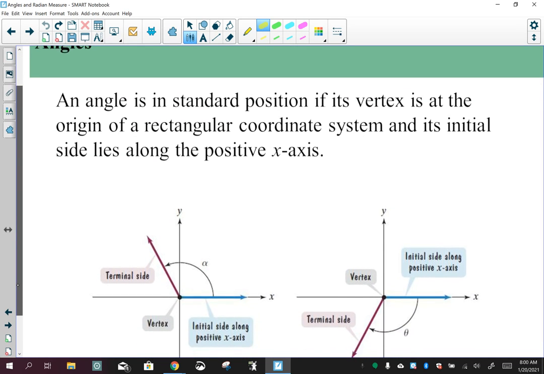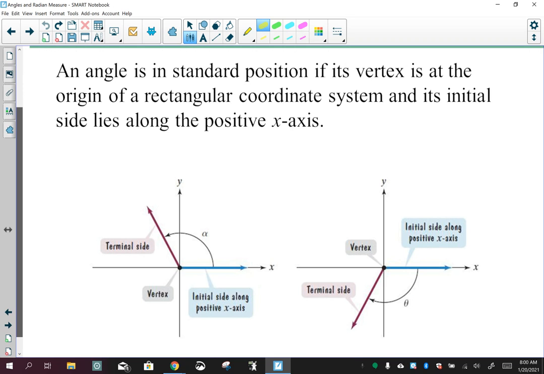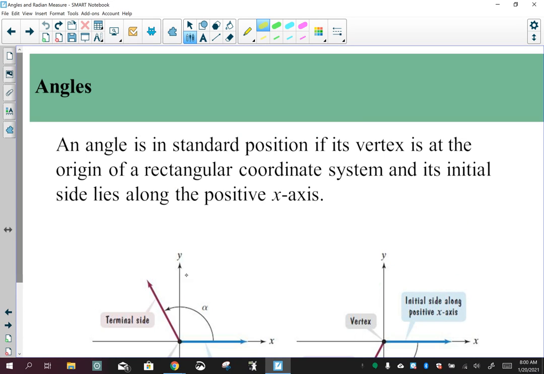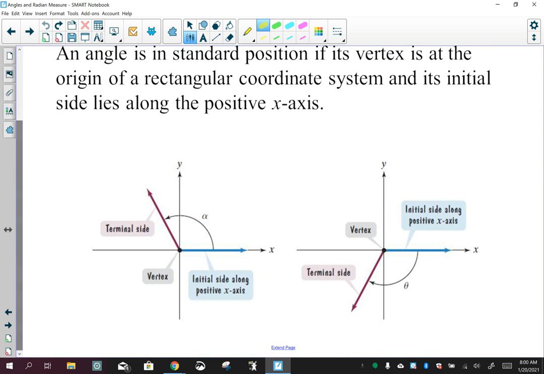An angle is always in standard position if the vertex is at the origin. So we need the vertex to be at the origin. As long as the vertex is at the origin, you have a standard position angle. Otherwise, you just have an angle. Along with that, your initial side is always going to be on the x-axis, unless it says specifically something else, which it shouldn't. Your initial side will always start on the x-axis.